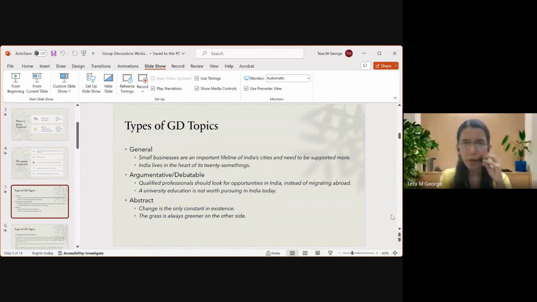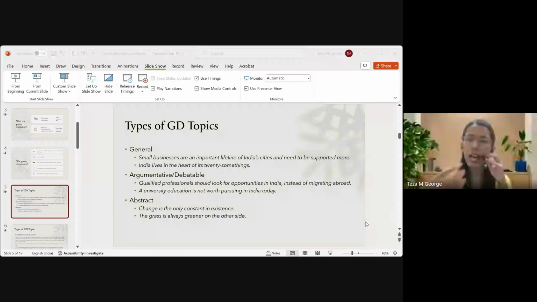Now, the topic is a topic like: qualified professionals should look for opportunities in India instead of migrating abroad. A university education is not worth pursuing in India today. You can speak either in favor of the topic or against the topic. Either which way, you should be able to corroborate or substantiate your stance using sufficient examples and arguments.